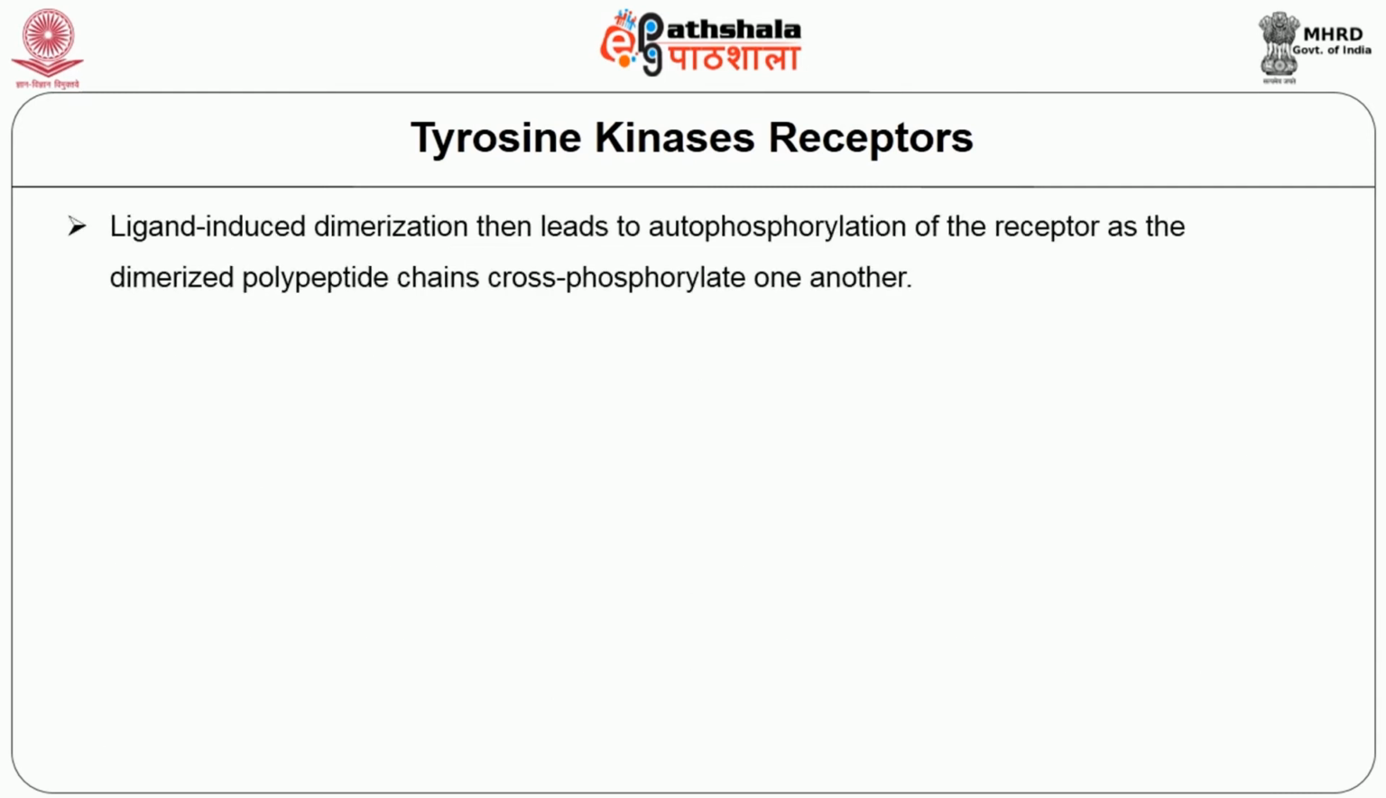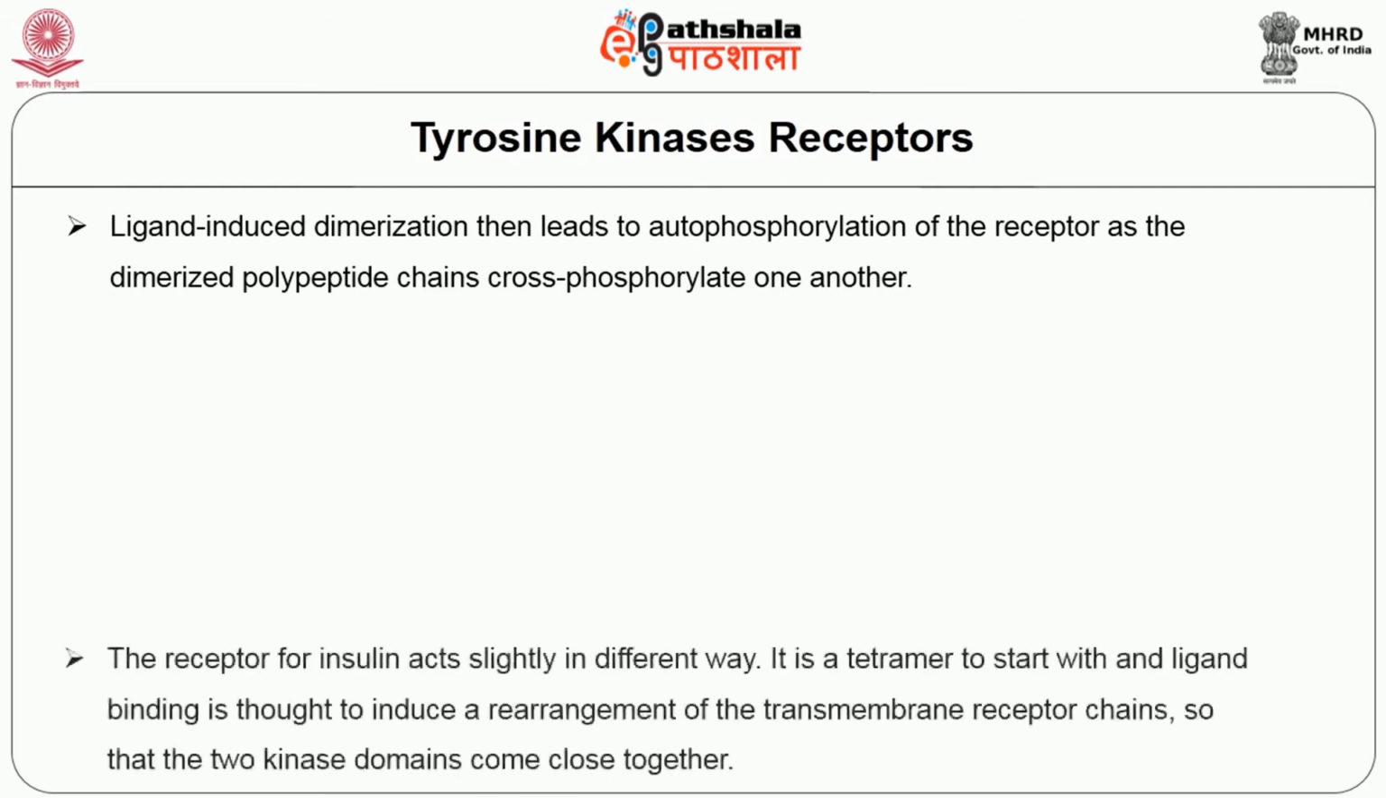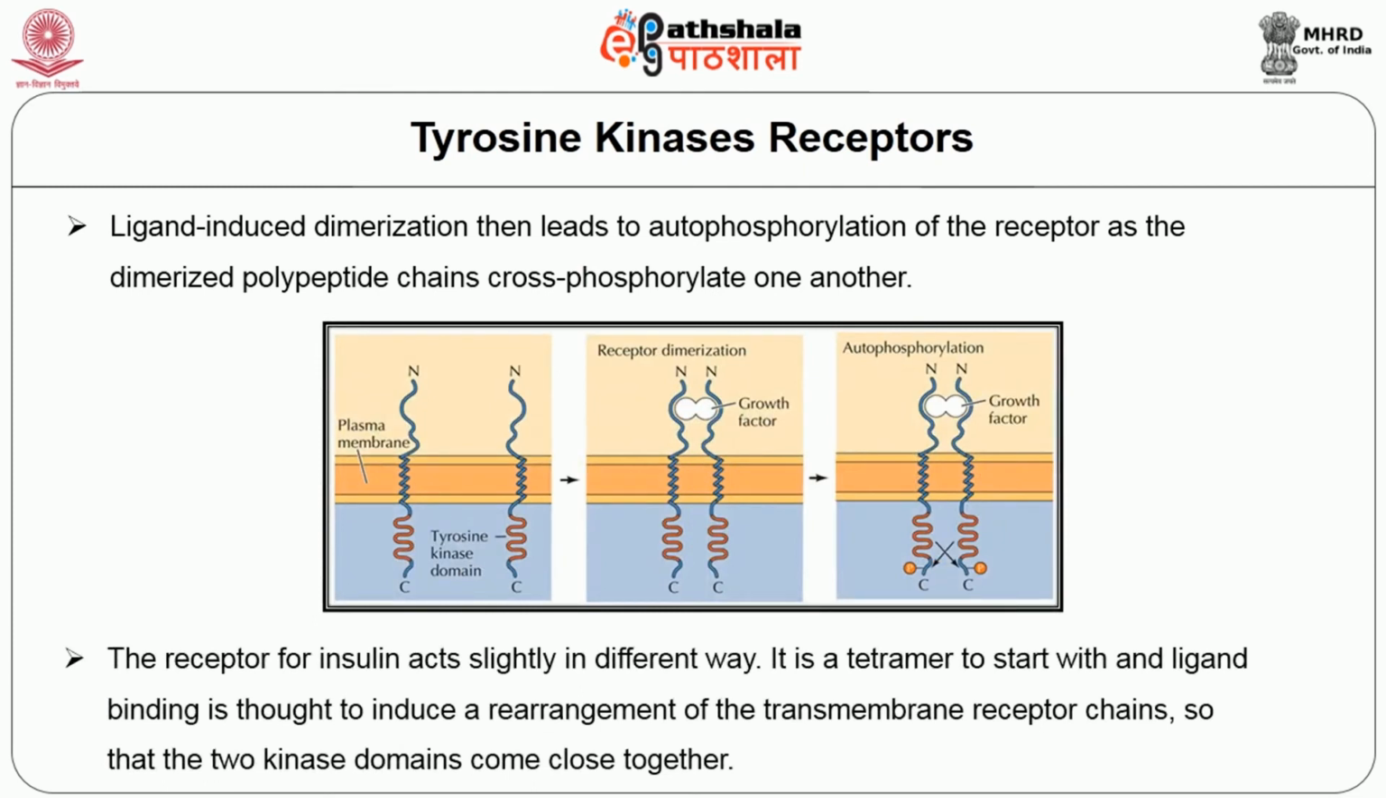Ligand-induced dimerization then leads to the autophosphorylation of the receptor, as the dimerized polypeptide chains cross-phosphorylate one another, which is shown in the figure. The receptor for insulin acts slightly differently. It is a tetramer to start with, and ligand binding is thought to induce a rearrangement of the transmembrane receptor chains so that the two kinase domains come close together.